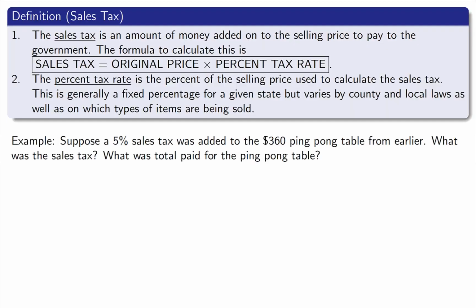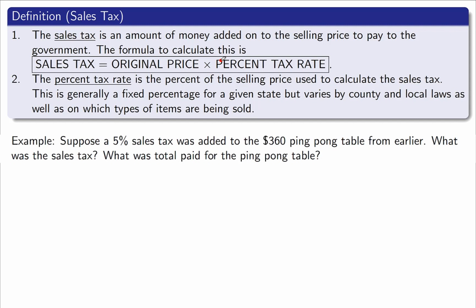Now let's talk about sales tax. Sales tax is added on to the selling price to pay to the government. The formula that we generally use for sales tax is take the original price, or basically however much you're paying, and multiply by this percent tax rate. The percent tax rate is given to you by the government. It varies wildly depending on where you are, and even depending on where you are within a state. And it also depends on what you buy.